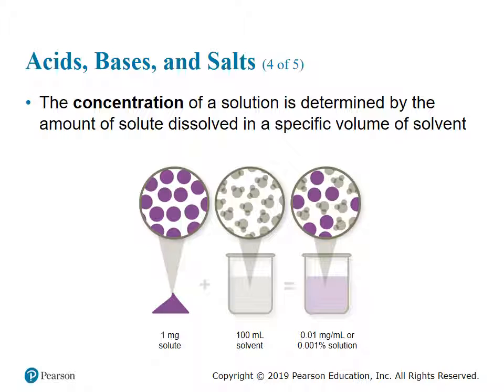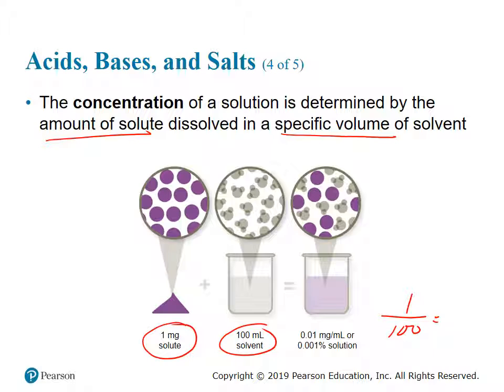So what are concentrations, right? The amount of solute dissolved in a specific volume of solvent. Okay? So in chemistry, if I added 1 milligram of whatever this is to 100 milliliters of solvent, we would just divide 1 over 100, and this would be 0.01 milligrams per milliliter. Okay? Very simple. This is how we do that.